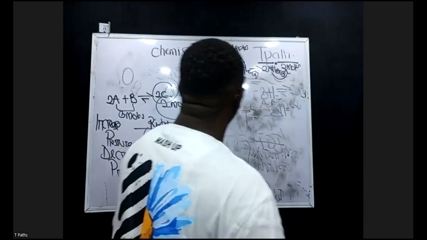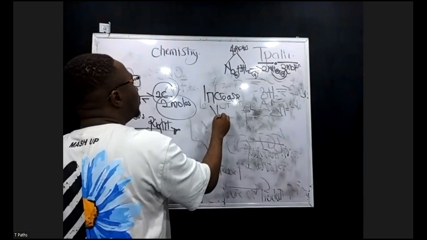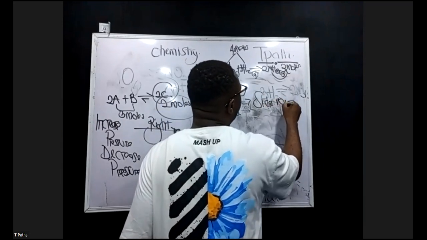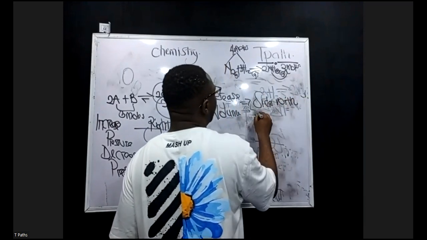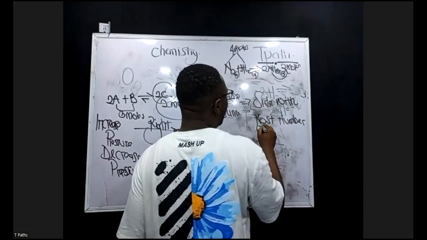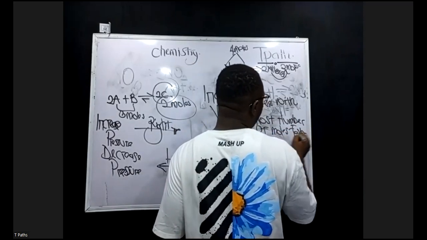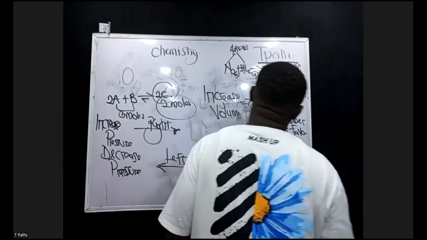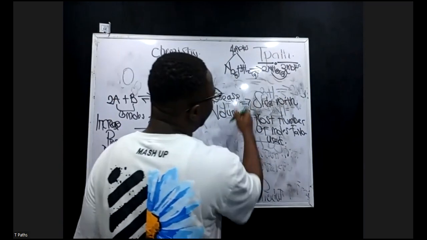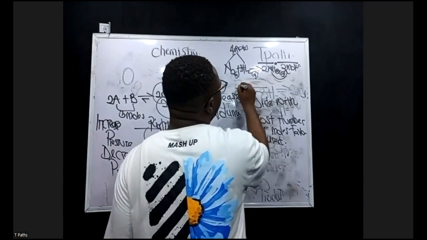Let me say it again. If you increase volume, what happens is that the side with the most number of moles is favored. If that happens, we can clearly say that equilibrium will shift to that part of it. So if I'm increasing volume in this system, the side with the most number of moles is favored. That means it will shift away to the left.